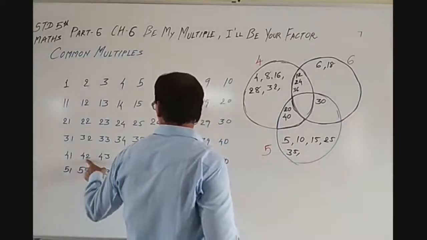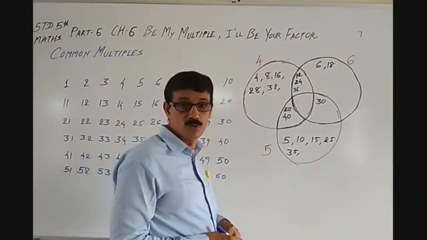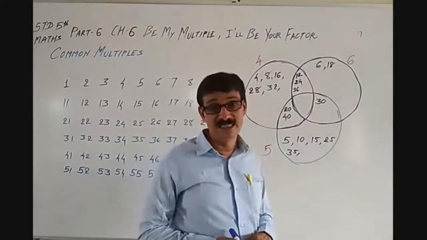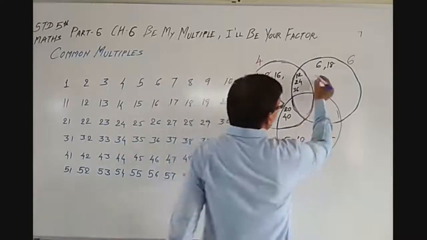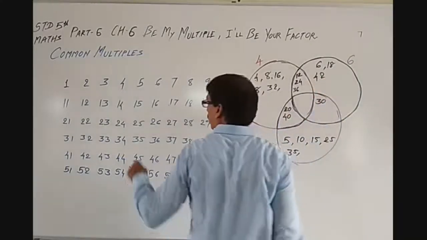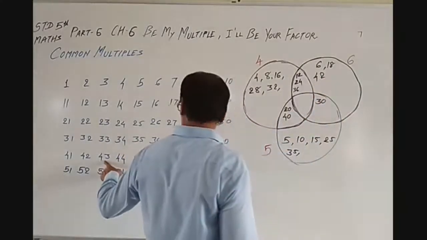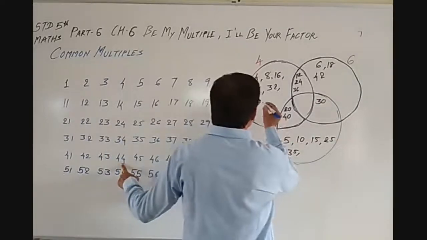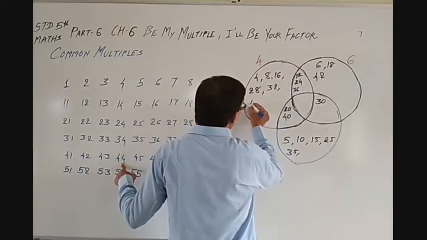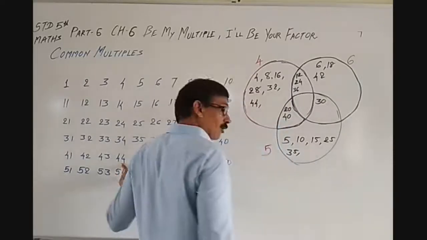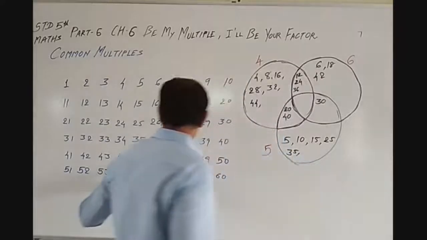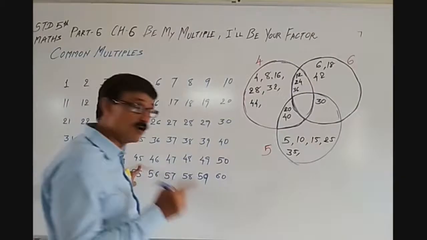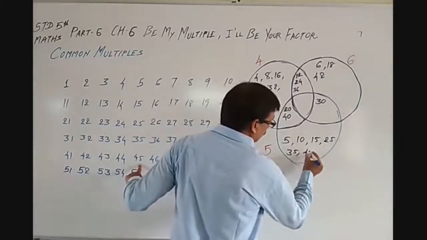Then 41, 42. 42 is a multiple of 6. Yeah, 7 6s are 42. So I should write it over here. Then 43, 44. 44 is a multiple of 4, 11 4s are 44. So it is a multiple of 4. Then after that, 45. 45 is a multiple of 5. It will be over here.